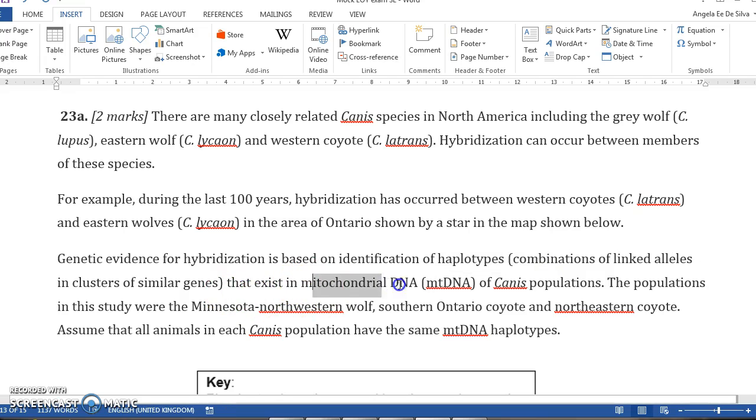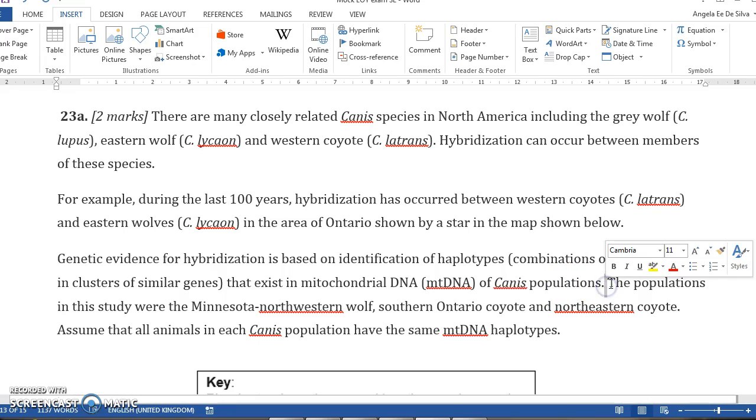So haplotypes actually represents alleles or genes that exist in the mitochondrial DNA. And you should know what is mitochondria. You should know that every mitochondria has a DNA that has been taught before. And these are mitochondrial DNA that came from Canis populations. Now notice that it says Canis populations, so it doesn't refer to a single species. Okay, it's talking about Canis populations.